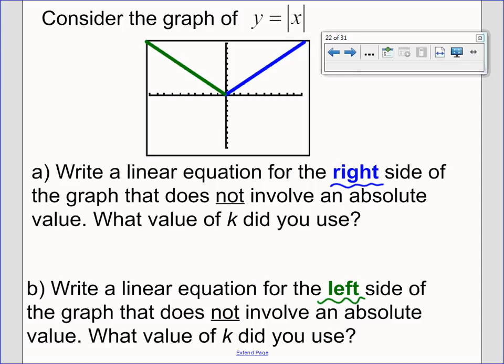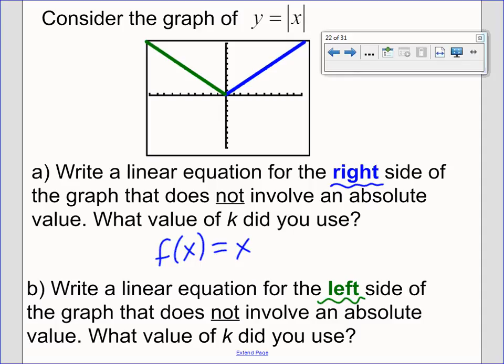And if you were just looking at the blue portion of the graph, which parent function does that portion most closely resemble? Ben? Y equals x. Yeah, y equals x. Looks like that side. So my parent function f of x equals x looks like the blue right side of that graph.